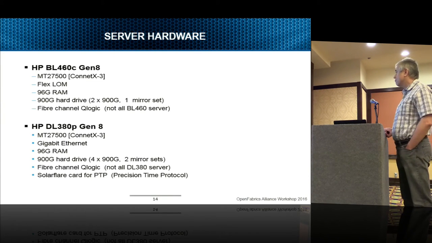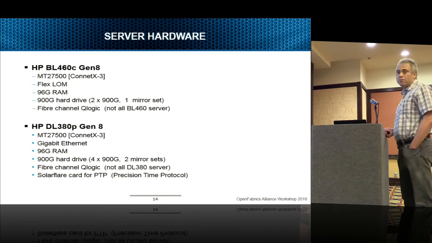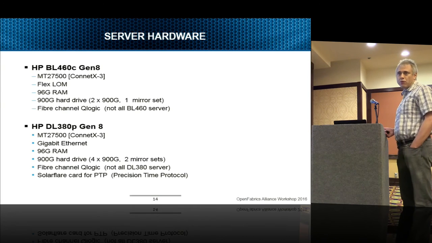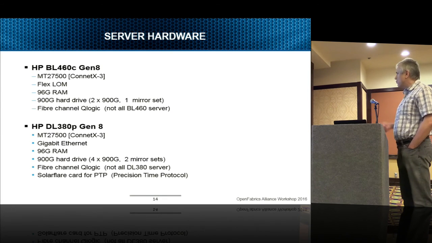So we are using the BL460 for the blade center, and we are using the X3. We also have the FlexLon, so we have an additional network connection, and each of the servers has 69 gig RAM, and we're also using 900 gig disks. Each of the blades is the same, with no difference. So in case one fails, we can take a spare one and replace it. The same applies to the DL380, as you can see here with the 430.